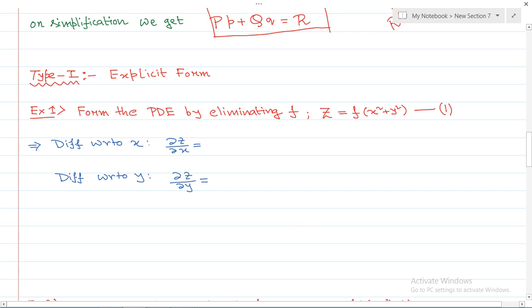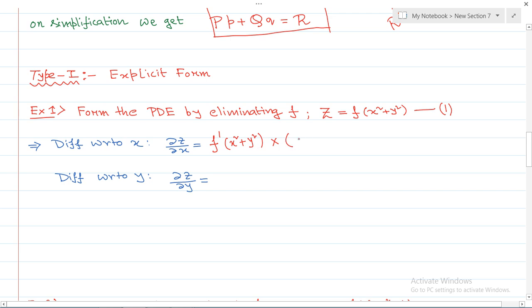It can be sine, cos, tan, trigonometric, exponential, logarithmic, any kind of function it can be. So what we have to write down here, differentiation of f with respect to x, we will simply write it as f dash of x square plus y square. But inside the function, we have two terms, x square plus y square. So this term we have to differentiate.